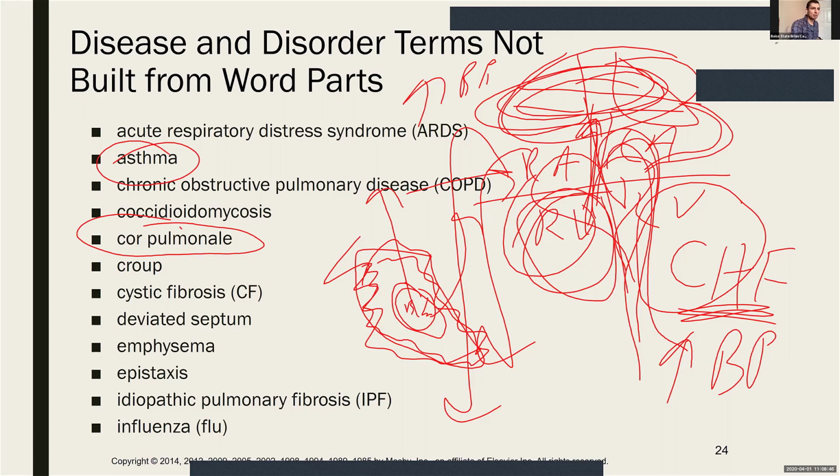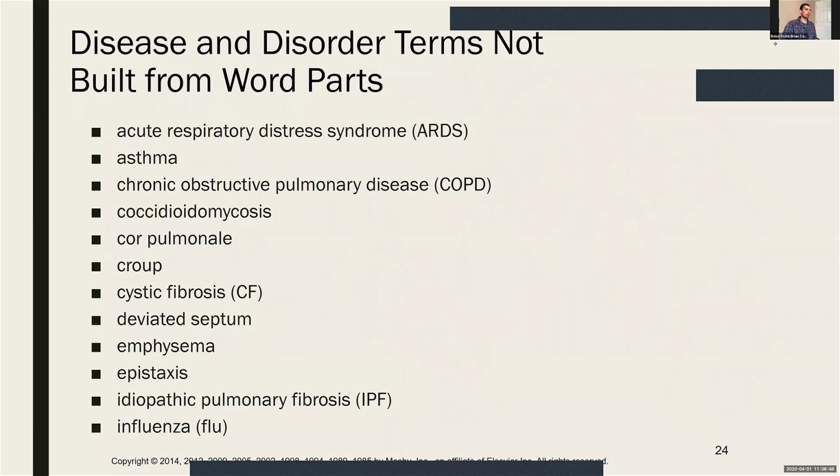Wow, that's a mess. Okay, a couple other terms that we looked at earlier were croup and cystic fibrosis. You guys have probably all heard of cystic fibrosis to one extent or another, or know maybe someone that has had it or a child that has it.